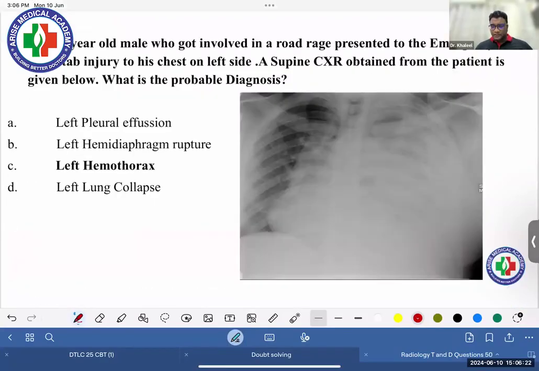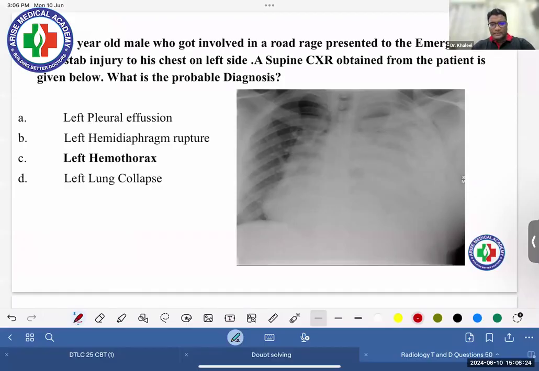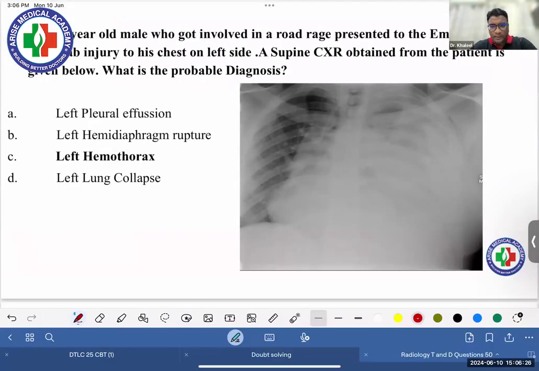Okay. The first one here. I've bolded the answers and just try to think with me what is what. A 25-year-old male who got involved in road rage presented to the emergency with stab injury to his chest on the left side. A supine radiograph is obtained from the patient, and what is the probable diagnosis?